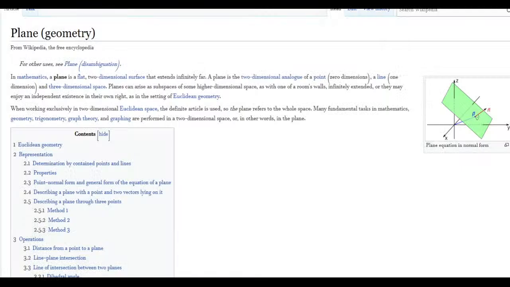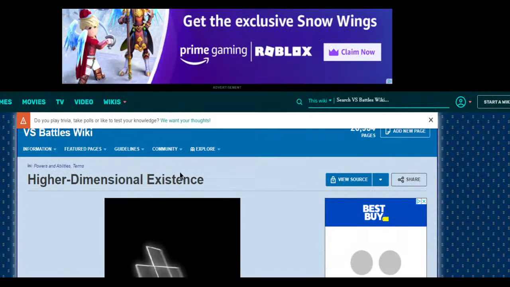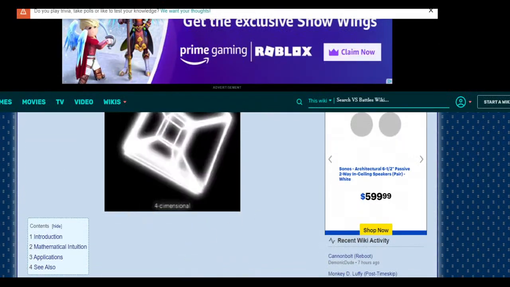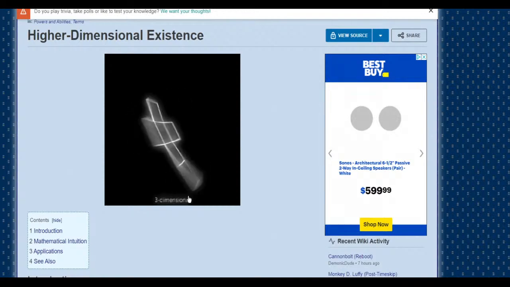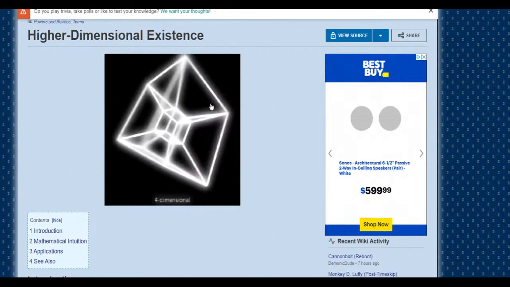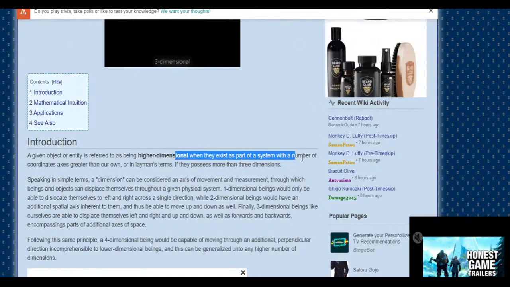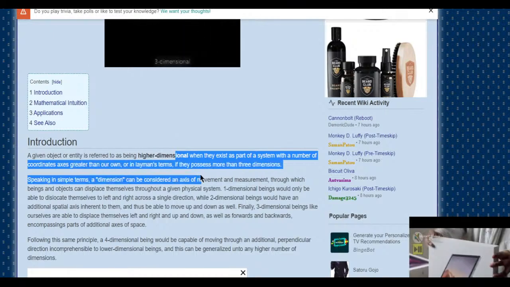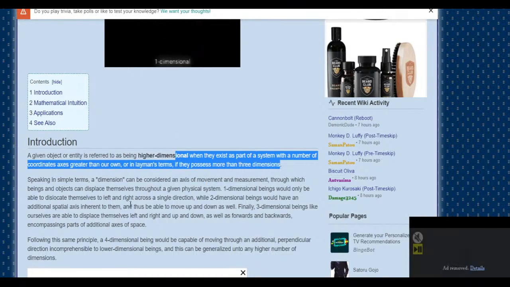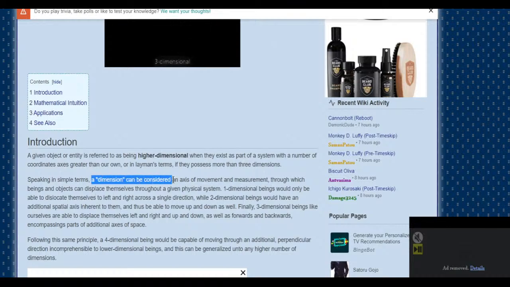Okay, so here we go. Now that we understand this, high dimensional existence. Now, the whole purpose of a higher dimensional existence is, as you can see here, a high dimension, when they exist, is part of a system of a number of coordinates, acting as greater than our own. In layman's terms, if they possess more than 3 dimensions, a dimension can be considered an axis of movement or measurement.